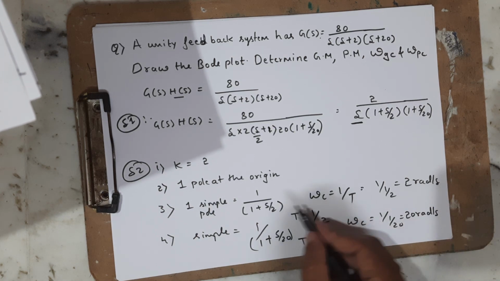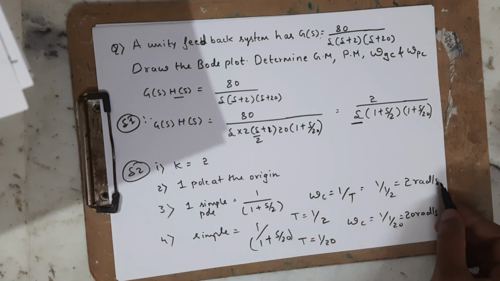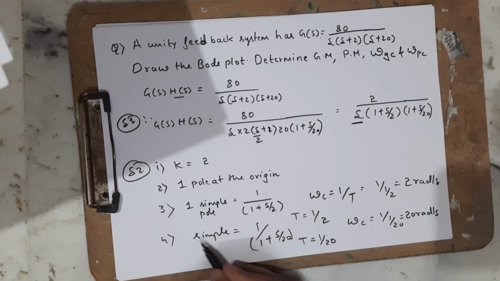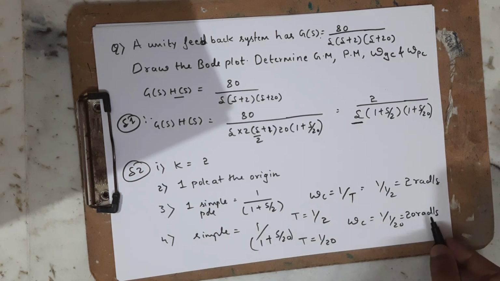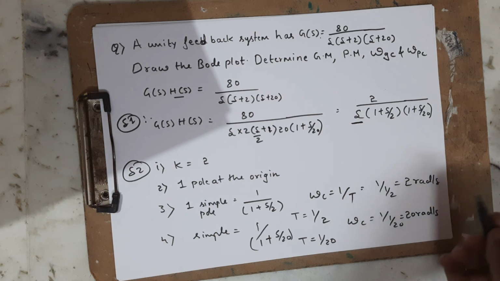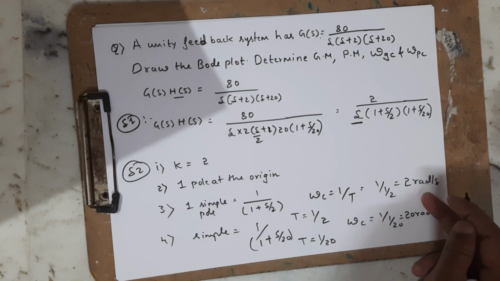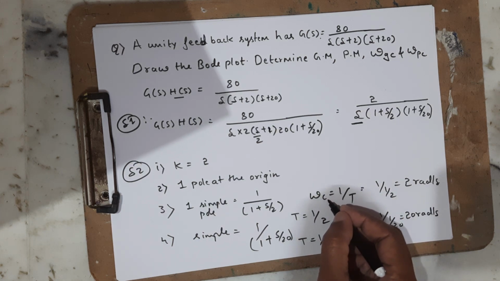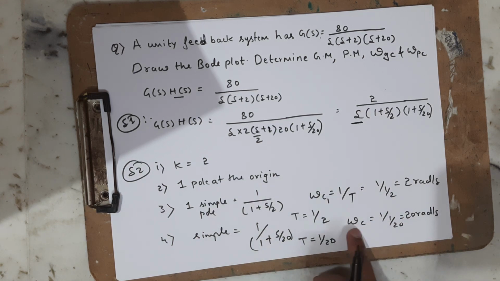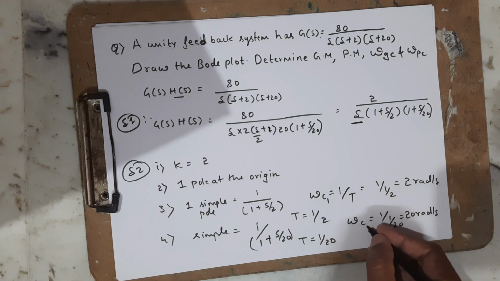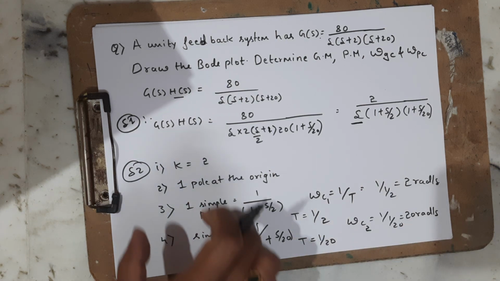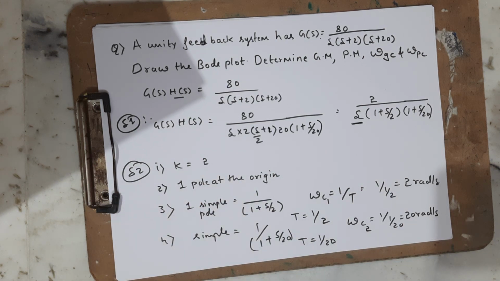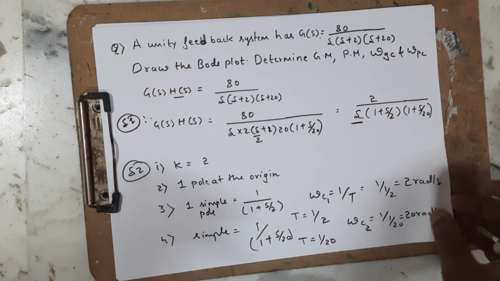See here, from this simple pole we have 2 radians per second. From this simple pole we have 1 by 20 radians per second. Which one is smaller? So 2 radians per second is the first corner frequency. That's why this is omega c1. Next one, this one is omega c2. So these are the various factors. Okay, I hope you understood.